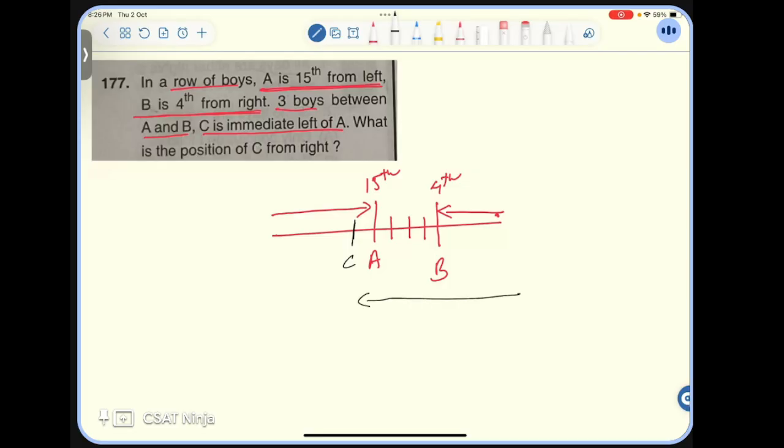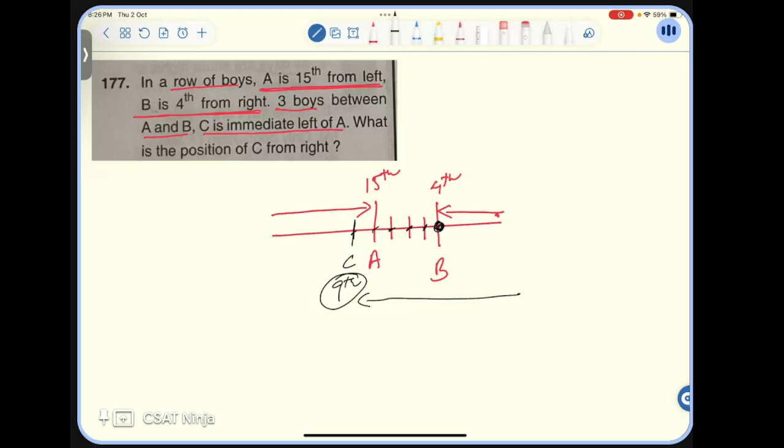If I just count manually, without solving anything: B's position here is 4th. This will be 5th, 6th, 7th, 8th, and this is the 9th position. 4, 5, 6, 7, 8, and 9. Yes, the answer here is C's position is 9th from the right.